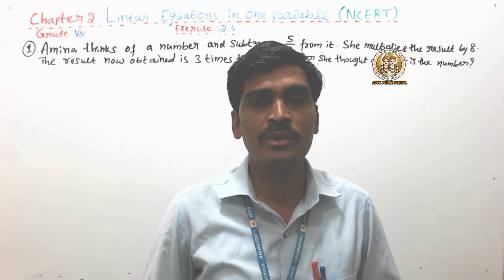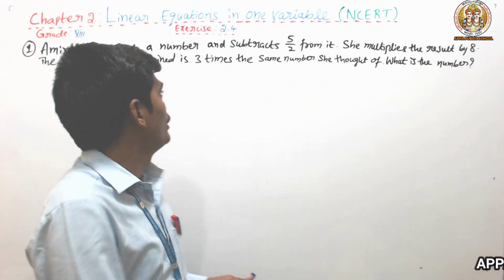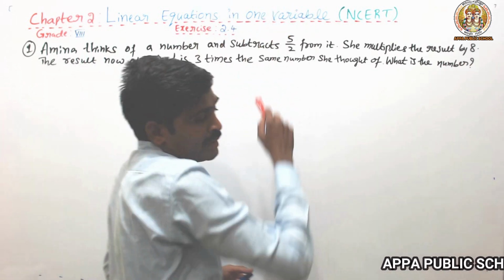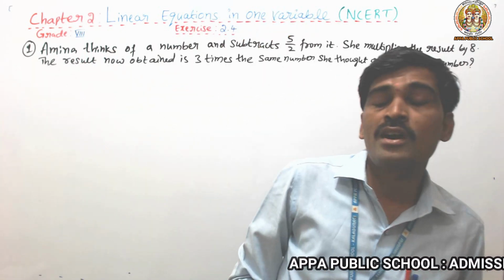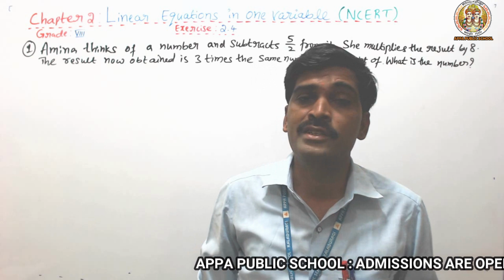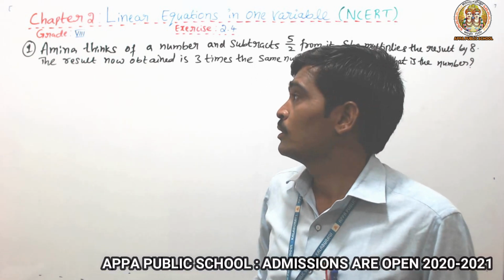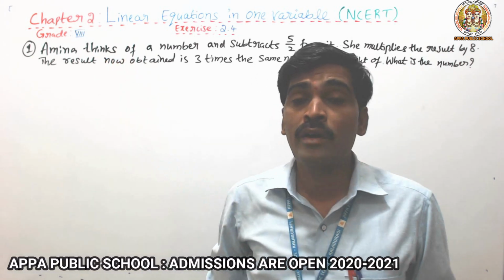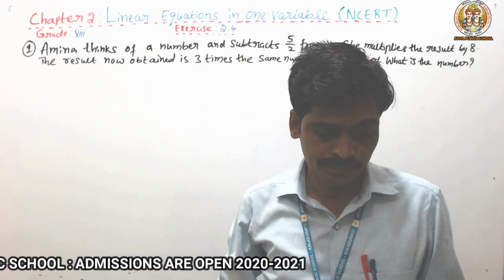This is Mahesh D. Kamankur here with chapter number 2, linear equations in one variable. In the previous session we learned how to solve linear equations. Today we will discuss word problems from exercise 2.4.